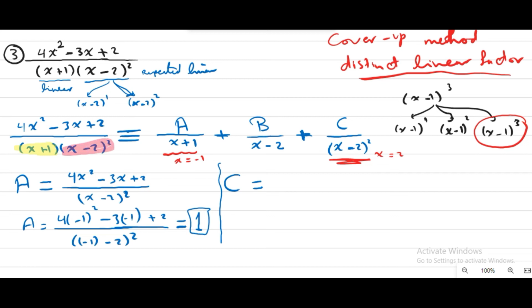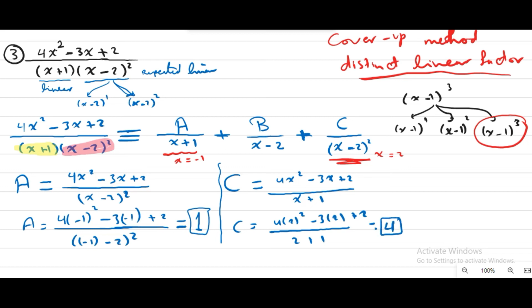The remainder will be written. It will be 4x to the power of 2 minus 3x plus 2 divided by x plus 1. Put the value in its place, which is 2. 4 multiply 2 power 2 minus 3 multiply 2 plus 2 over 2 plus 1, which is equal to 4, so the value of C equals 4. So we get the value of A and the value of C.